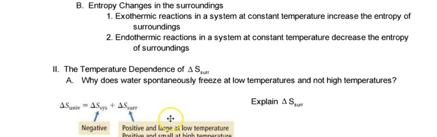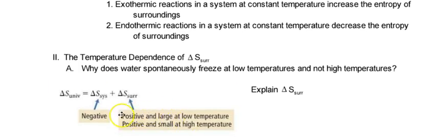So it says, why does water spontaneously freeze at low temperatures then? It's not just the fact that it's exothermic that is increasing it, but why is it going to spontaneously freeze at low temperatures but not at high temperatures? So temperature has something to do with how disorderly, how random that is, okay? So this is kind of where we're at right here.